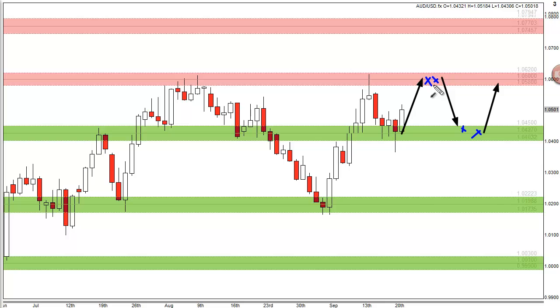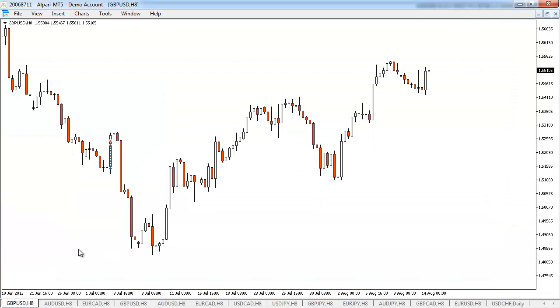But today, I'm going to show you how to place these support and resistance areas on your chart. I'm going to show you how to place them on any pair. So we're going to start with a GBP/USD 8-hour chart, and I'm going to be placing support and resistance on this chart.